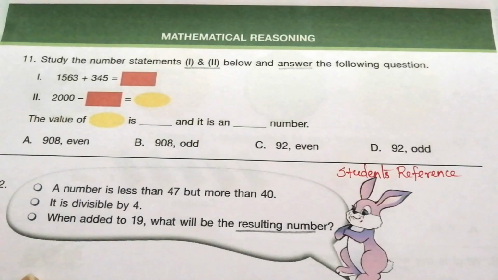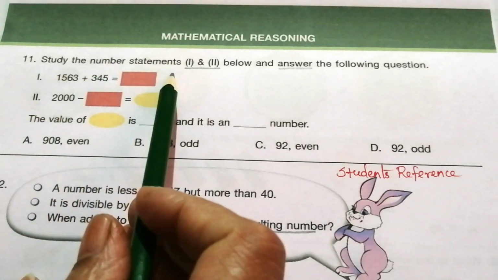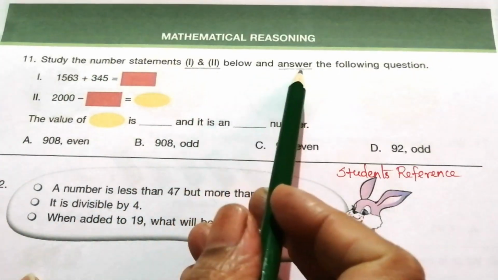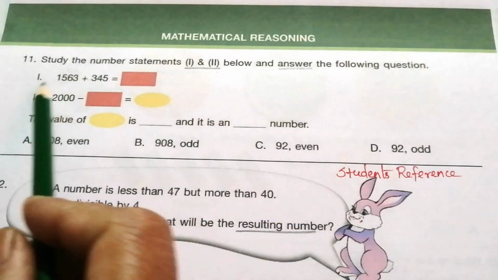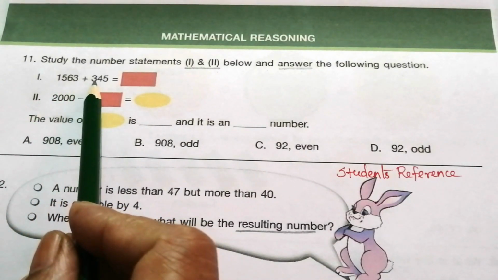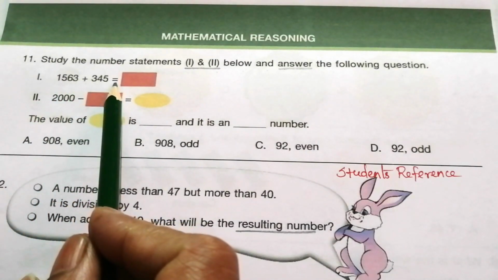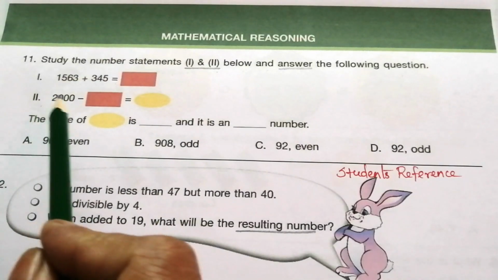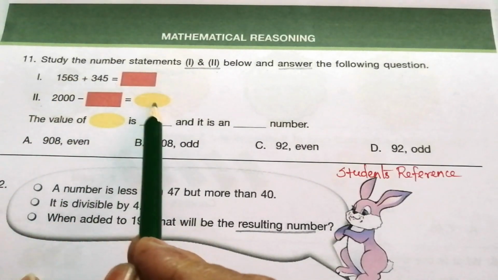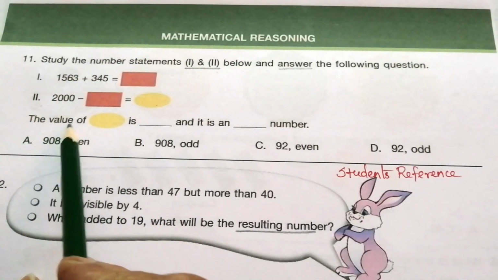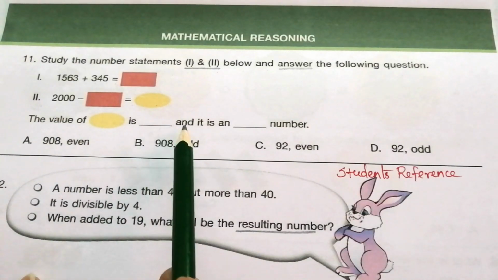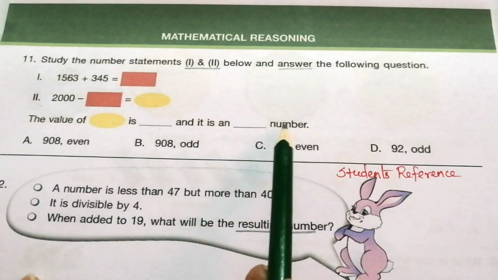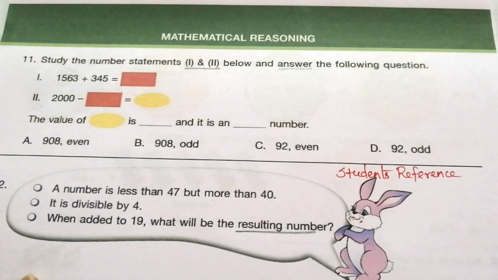Next topic is mathematical reasoning. 11. Study the number statements 1 and 2 below and answer the following question. 1. 1563 plus 345 equals rectangle. 2. 2000 minus rectangle equals oval. So the value of oval is dash and it is a dash number. So try to find out the answer.